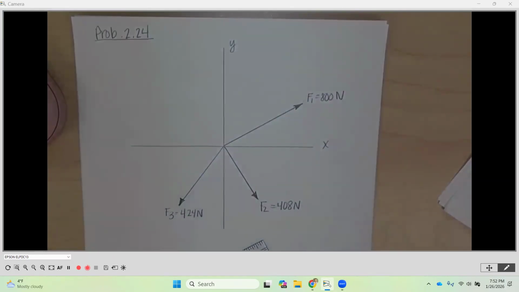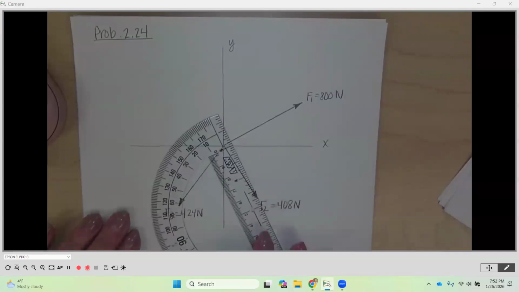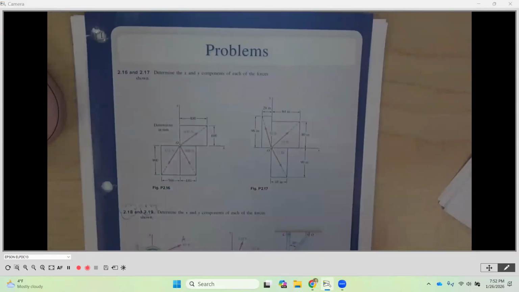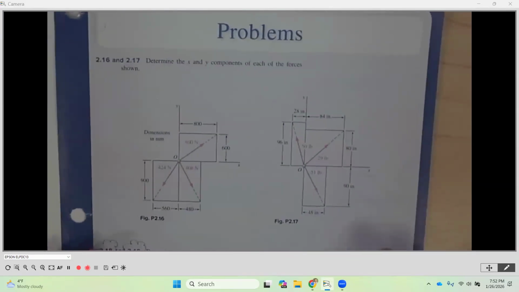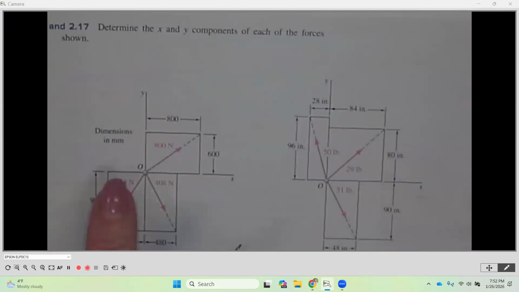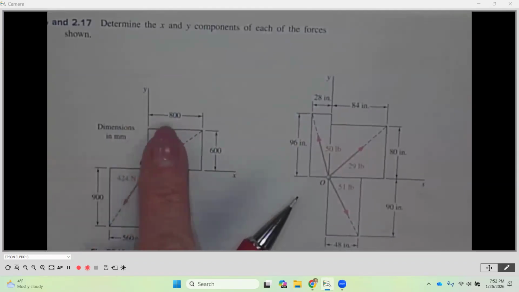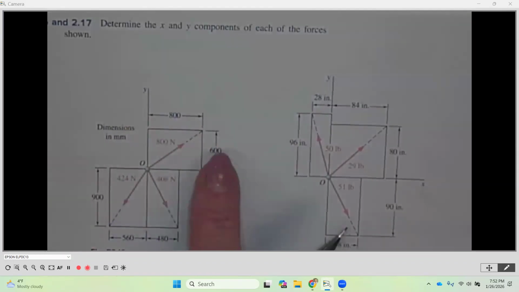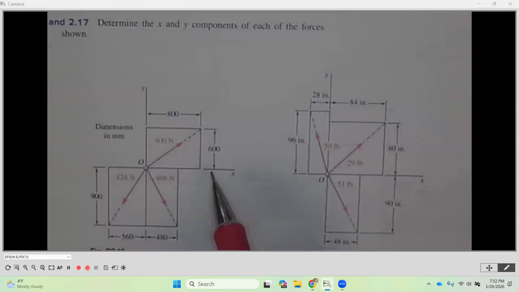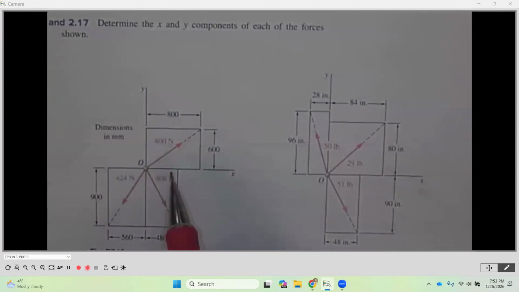Now, you'll notice that on the problem, all of our dimensions are in millimeters. So this is 800 millimeters, 600 millimeters, 480, 560, and 900. These are the distances, so we can calculate the angles that these are at.